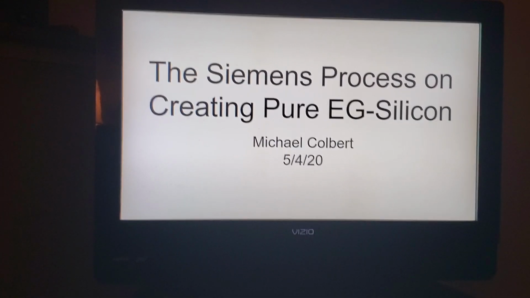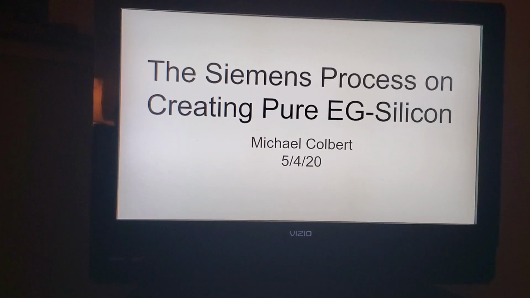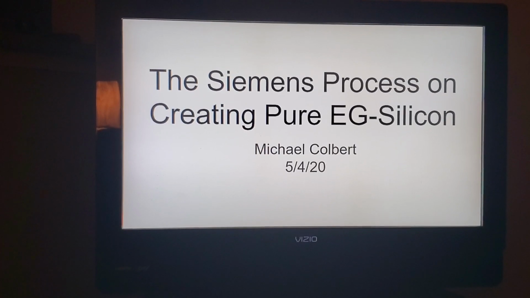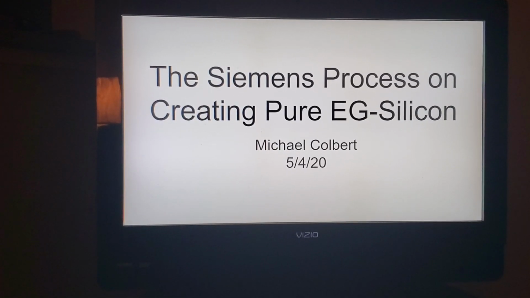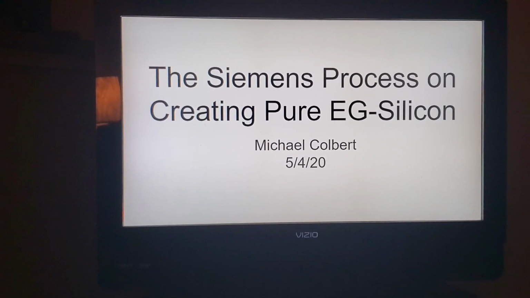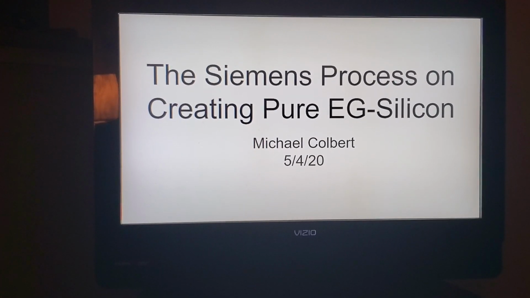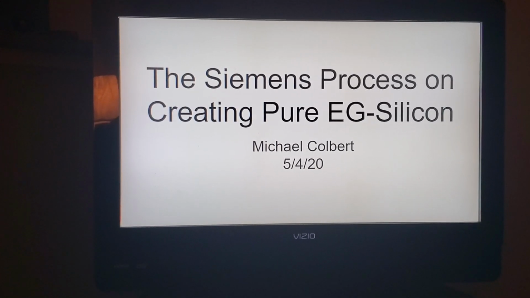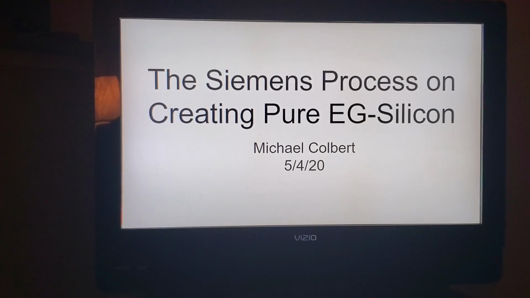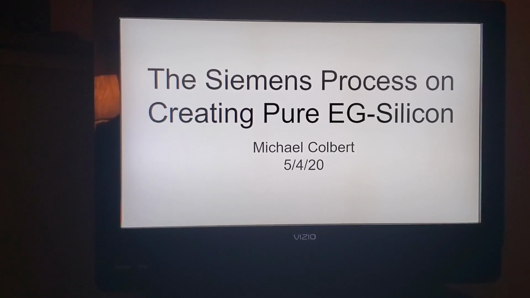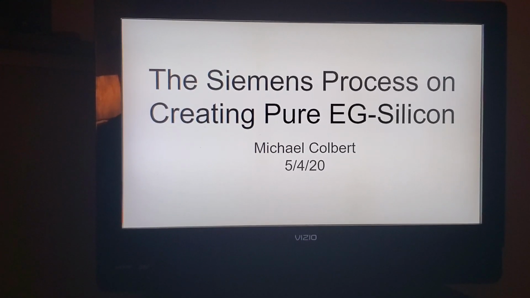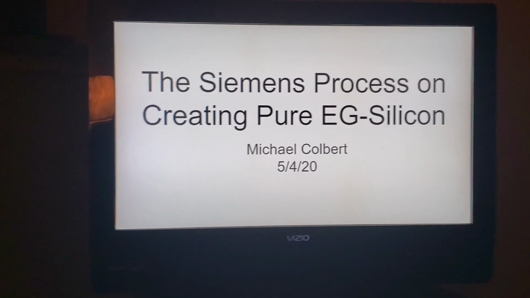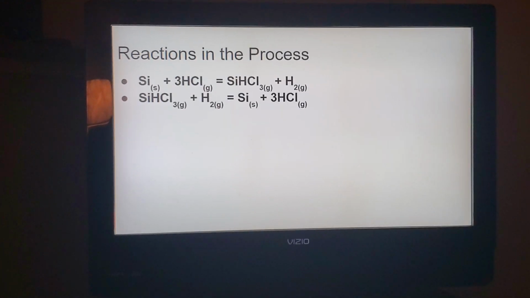The Siemens process is the chemical process used to make high purity silicon, electronic grade silicon in fact. It's the transformation of metallurgic grade silicon to electronic grade silicon. This process is incredibly important for the production of many of today's electronics, and purified silicon is an excellent semiconductor that is used in many components today. But now I'm going to explain just a little bit about the Siemens process.